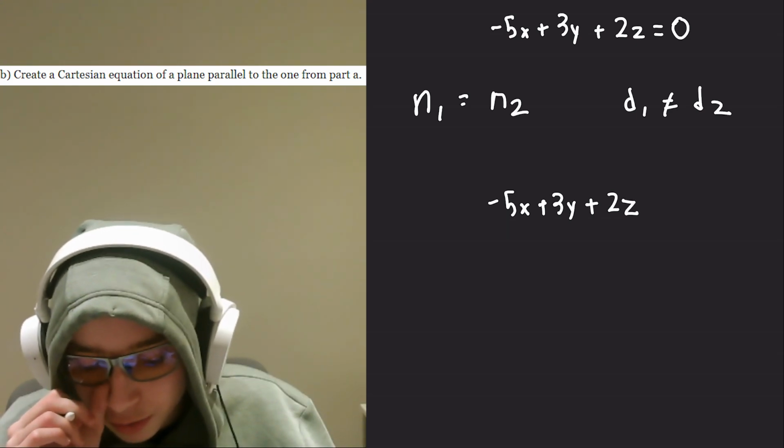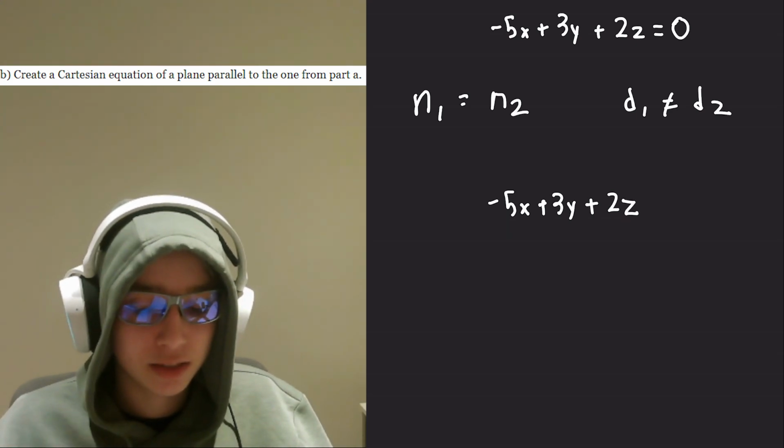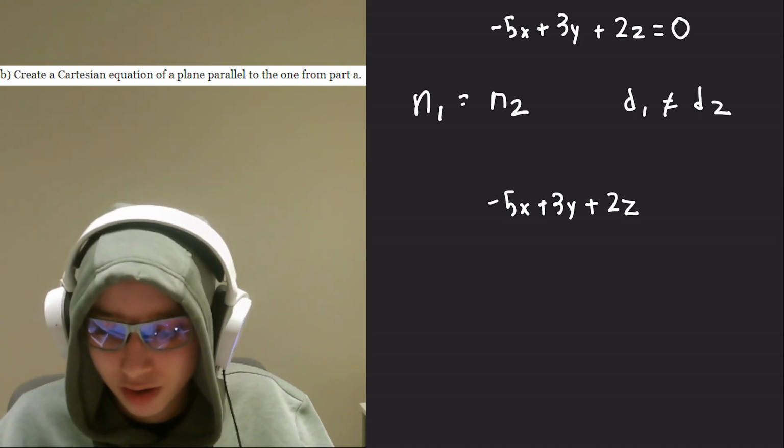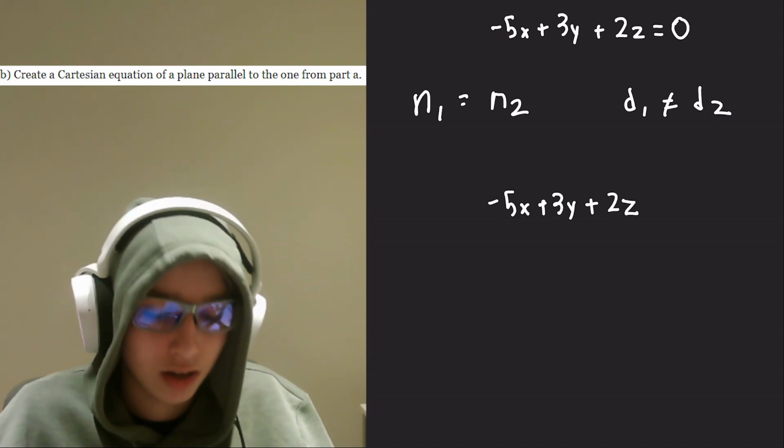Our current d value in our Cartesian equation from the last question is 0. So we just have to pick any number. It can literally be whatever, and that will be good. That will be a parallel plane.